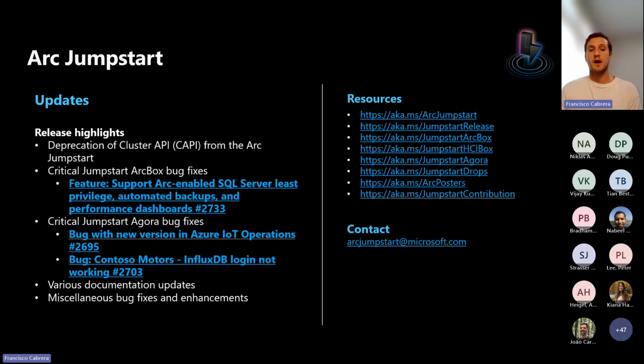And then we also updated the AKS templates to use the auto upgrade channels. When it comes to HCI box, we also had some small fixes, mainly in our documentation. We had some critical Jumpstart Agora bug fixes. There was a bug with the new version of Azure IoT Operations that we fixed, so now it's working with the latest and greatest.